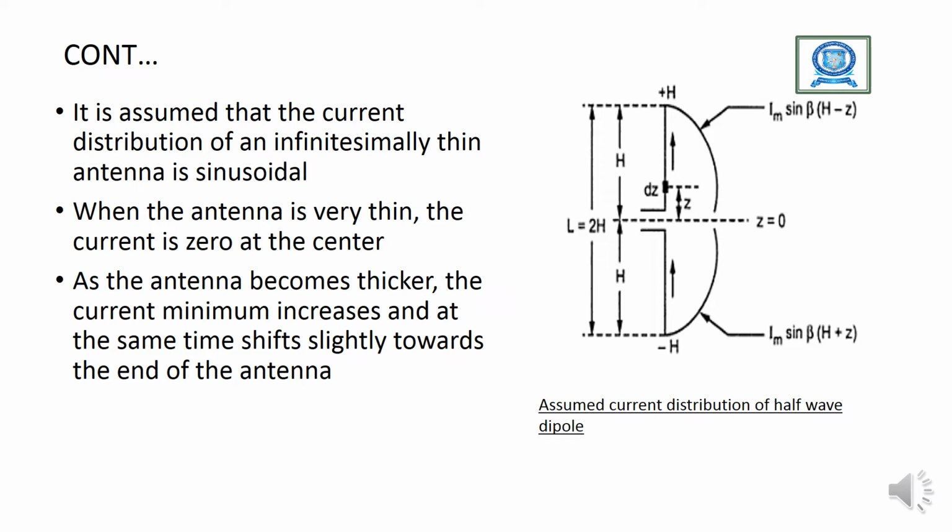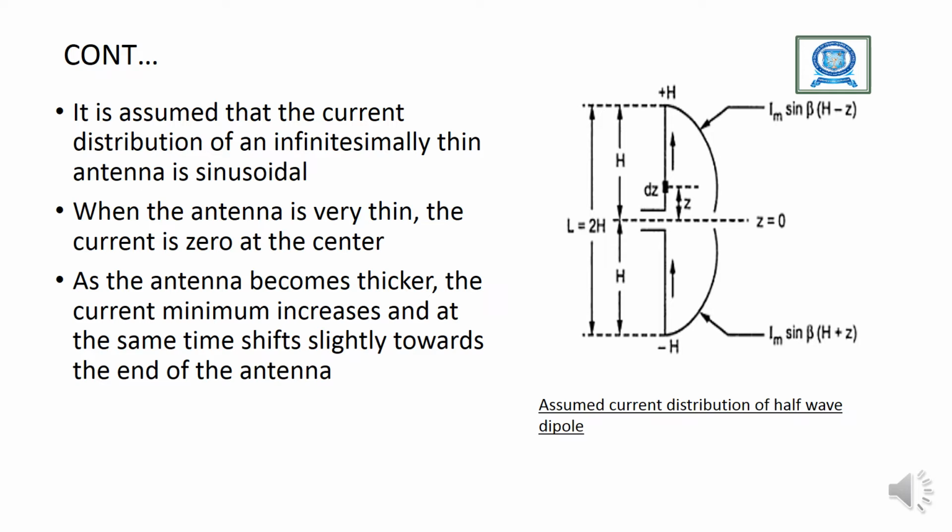You can see in the diagram that is given in the PPT. Now we are assuming that the current distributed along the infinitesimally thin antenna is sinusoidal. So when the antenna is very thin, there will be no current at the center point, that is, the current is 0 at the center, which is denoted as Z equal to 0 in the diagram.